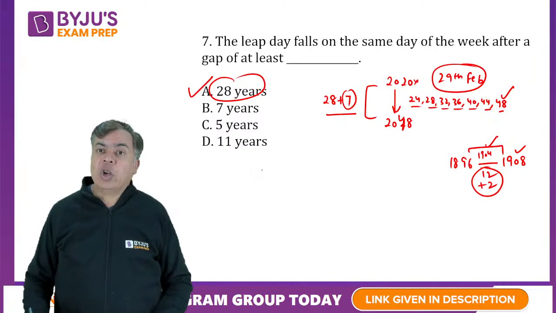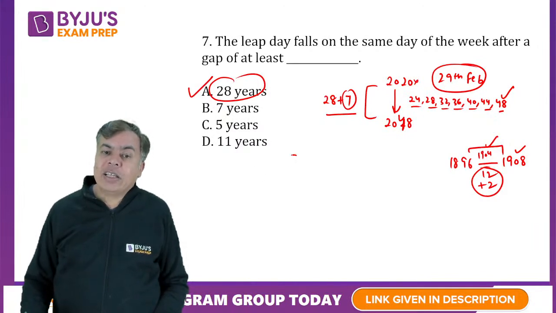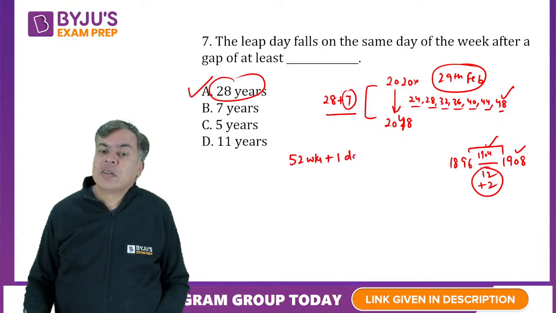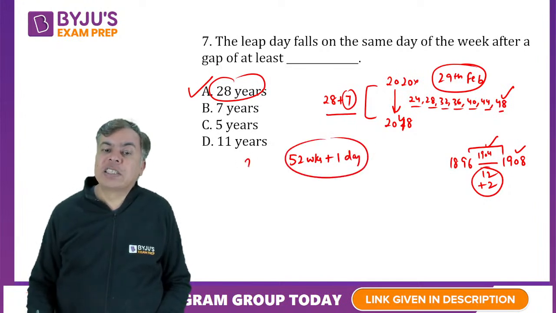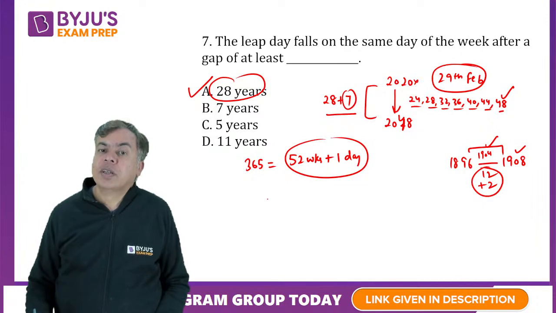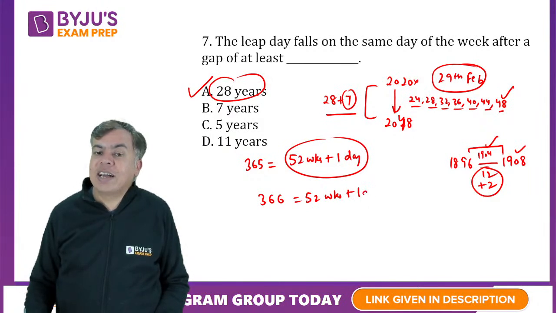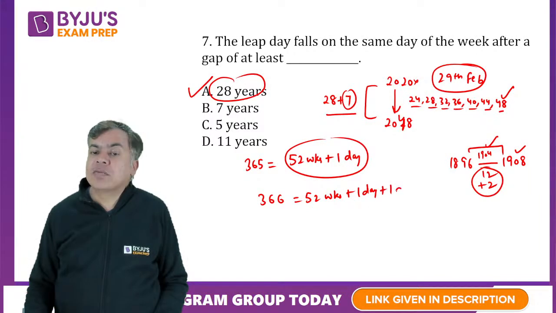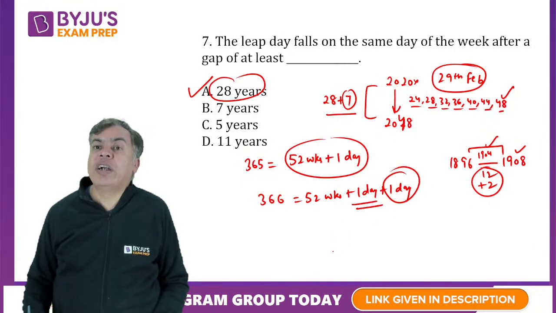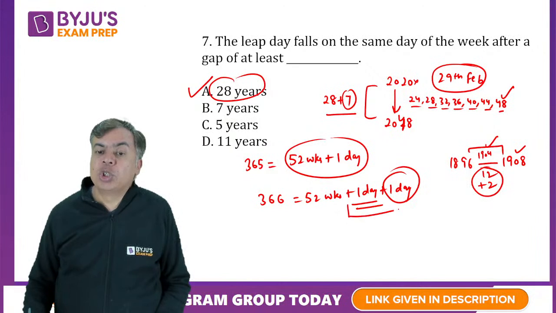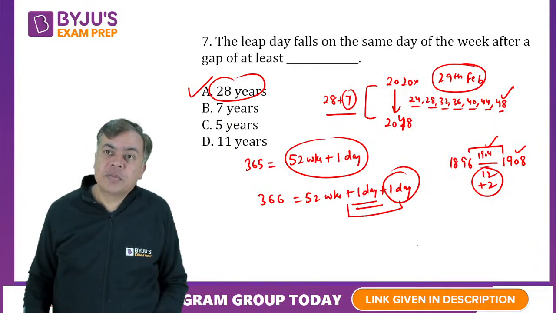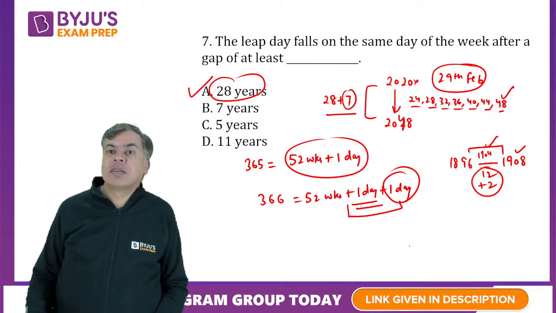Normally in a normal year, there are 52 weeks and 1 extra day. This is a normal year of 365 days. And when you have 366 days, it is a normal year, 1 day extra, plus 1 more day extra. So I am taking 1 extra day for the leap year, 1 day I have already taken. So that means 2 extra days in the leap year.